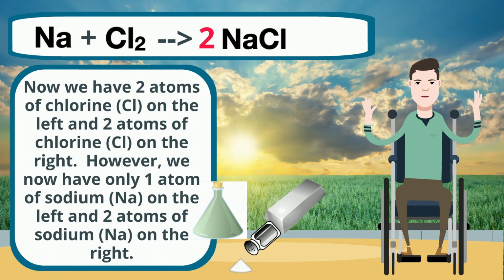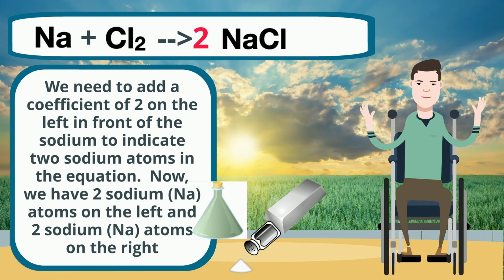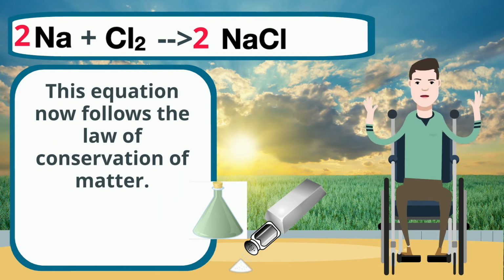However, we now only have 1 atom of sodium on the left and 2 atoms of sodium on the right. We need to add a coefficient of 2 on the left in front of the sodium to indicate 2 sodium atoms in the equation. Now we have 2 sodium atoms on the left and 2 sodium atoms on the right. This equation now follows the law of conservation of matter.